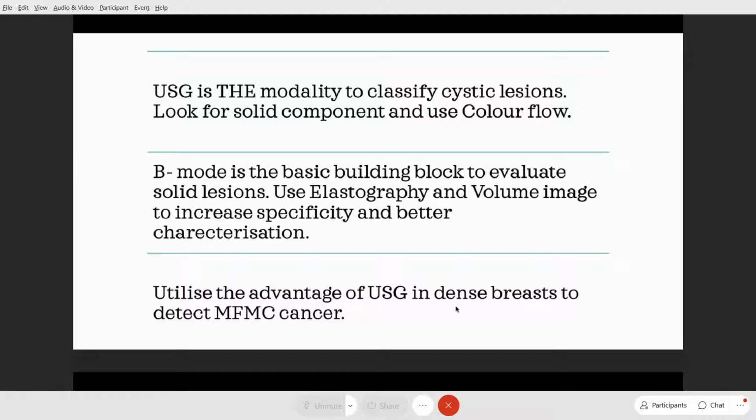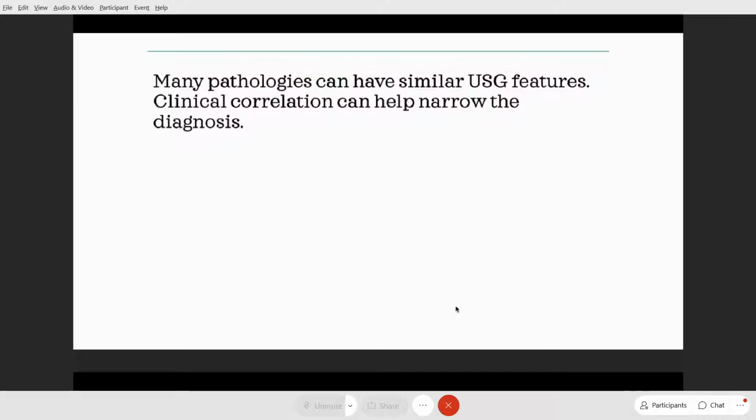You have to utilize the advantage of ultrasound, especially in dense breast, to identify multifocal, multicentric malignancies. Many pathologies can have similar ultrasound features, so it's very important to talk to the patient and clinically correlate to narrow down the diagnosis.